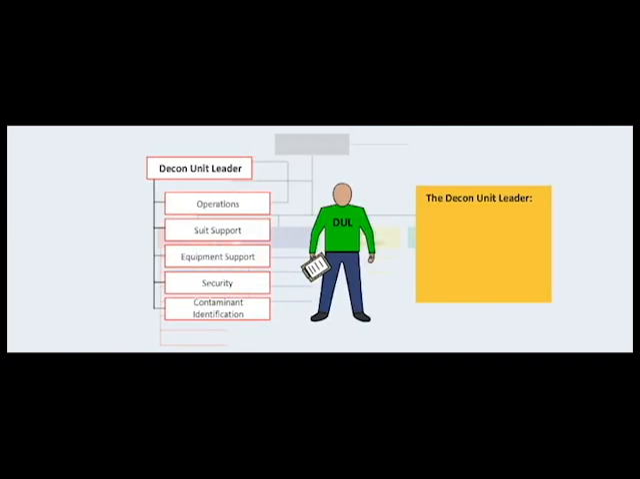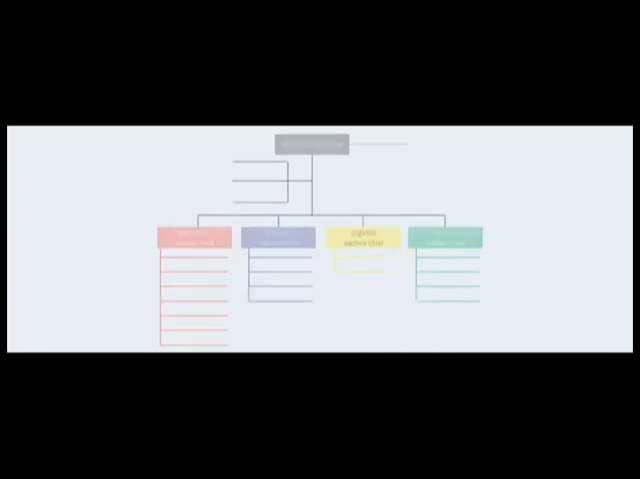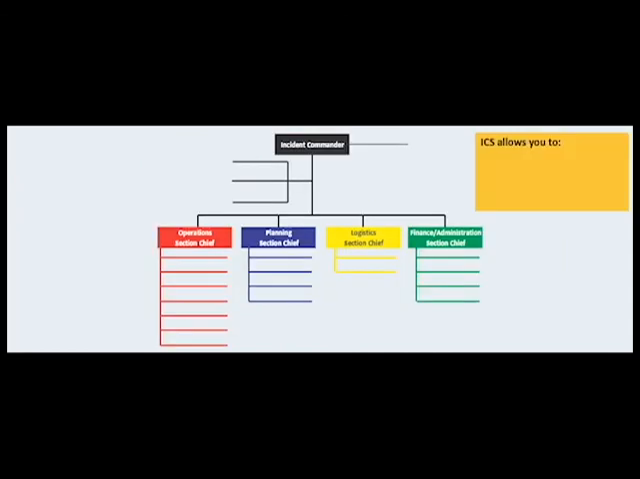The Decon unit leader coordinates and oversees all aspects of on-site patient decontamination and should have the authority and control over the entire decontamination operation. Using ICS allows you to improve communication both internally and externally to minimize confusion and disruption and promotes safety and efficiency during emergency decontamination operations.